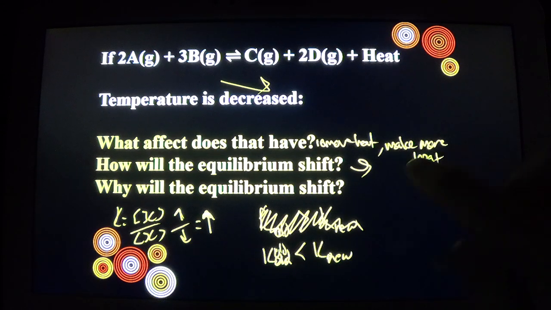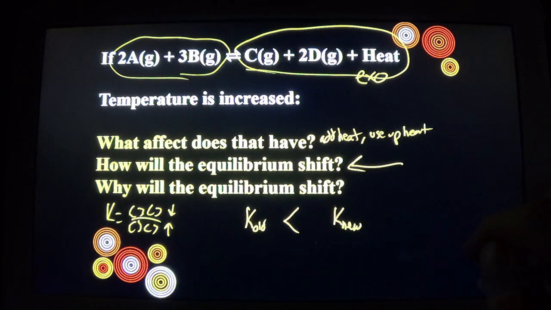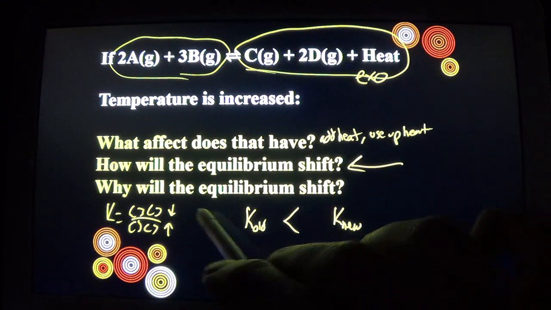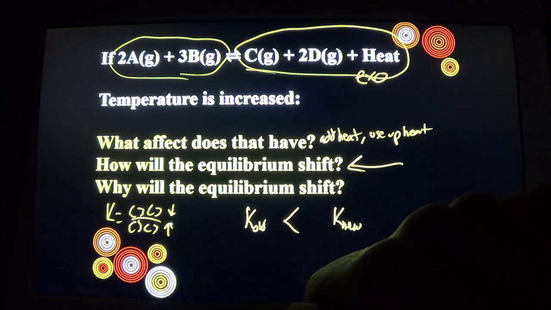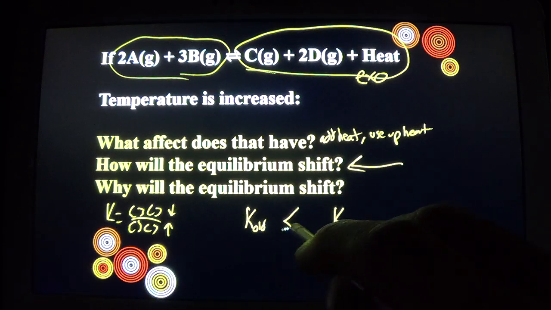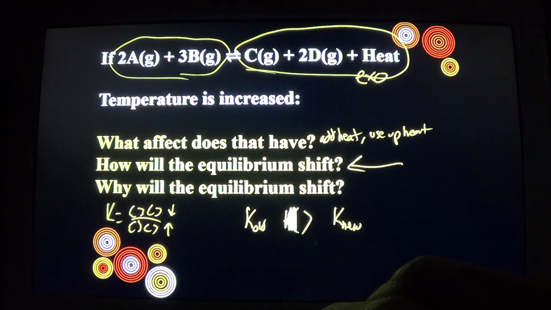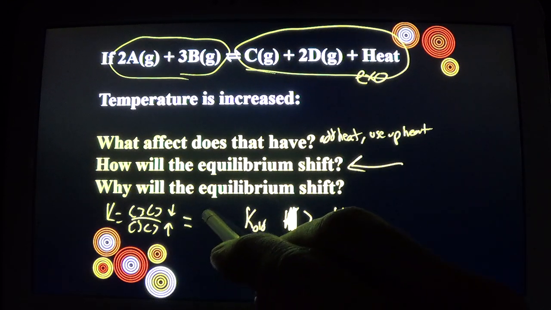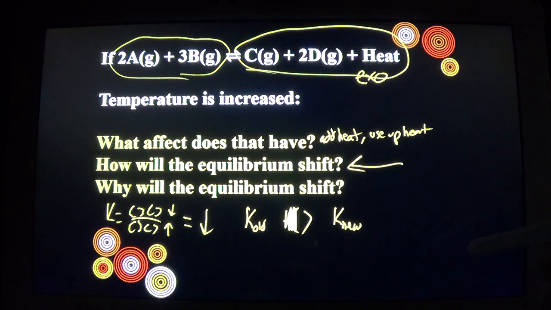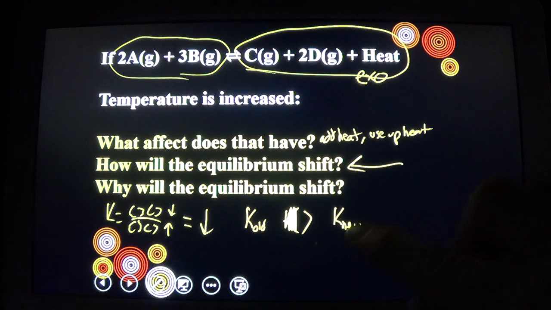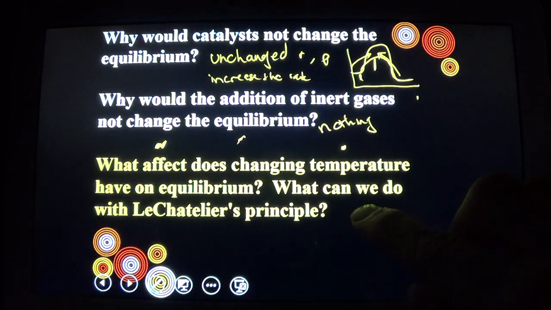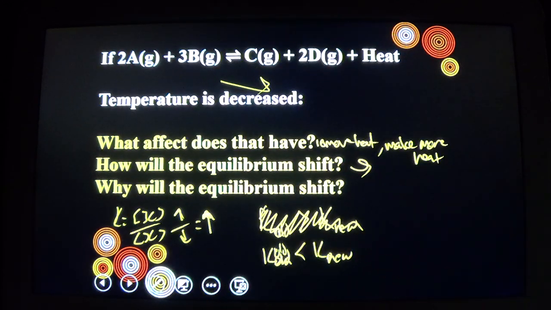More products, less reactants. That makes me wonder about the previous one. K new. Absolutely. Wow, I did that one wrong. What do you know? K new is going to be less than K old was. I don't know why I saw that and thought it would not be a smaller number. Okay. Now again, it's not a Q, it's a K. And it's a new K because we're messing with temperature.